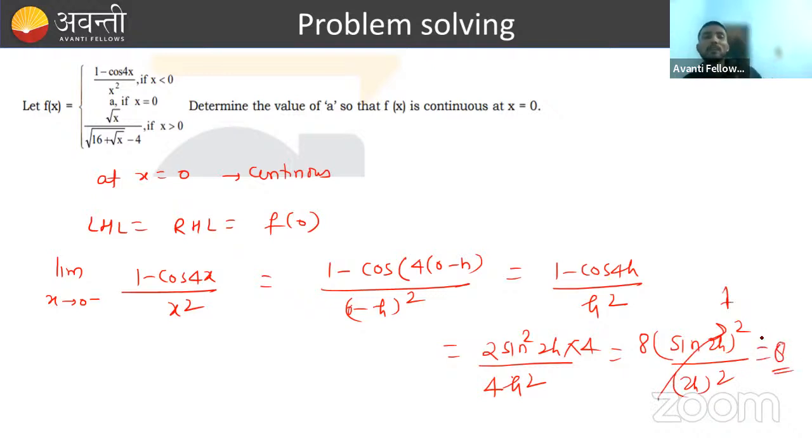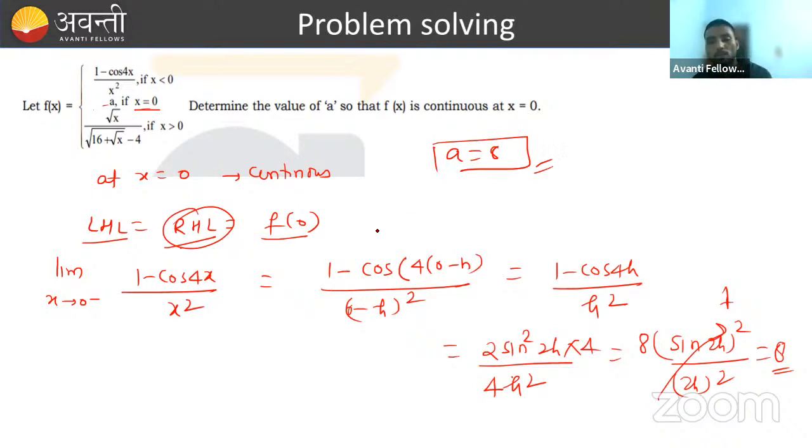Right? So if you know the limit and a little bit of continuity, you can see. And what is the f of 0 value? That is equal to a, right? So we don't need to find RHL. We have LHL, we have f of 0. So a is equal to 8.